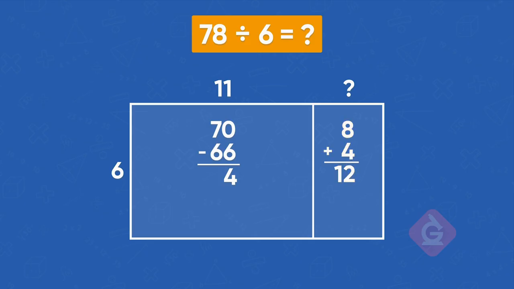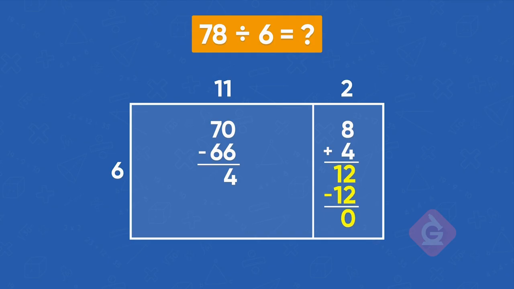Great. Now we do the same process for this section. We ask 6 times what number is 12 or less? I know that 6 times 2 equals 12. Excellent. Then we show that 6 times 2 is 12 by writing the 12 under the amount of area. Now we subtract. 12 minus 12 is 0. That means we don't have any area left to divide up.